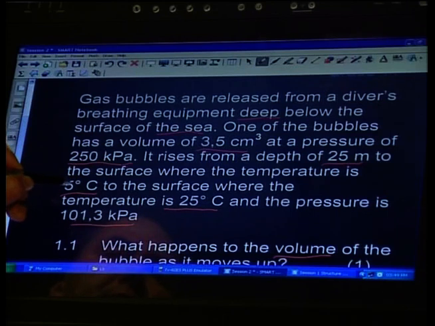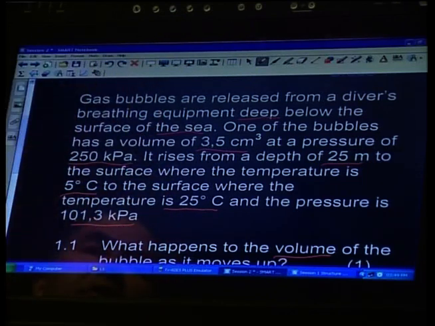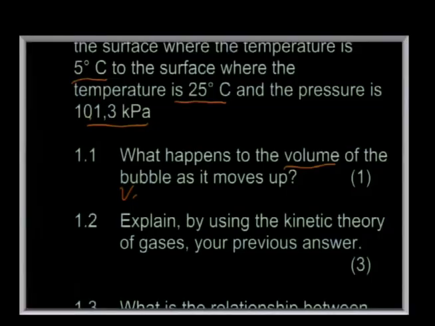We would expect the volume to increase. Although we do notice that the temperature has also increased. But as the temperature increases, we would expect the volume to increase as well. So I think we can say overall that the volume increases. We'll have to confirm that with the calculation, but that's our reasoning here, that pressure is inversely proportional to volume. Explain this using the kinetic theory, your answer given in the previous section.